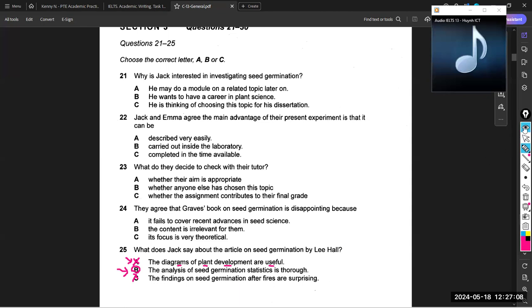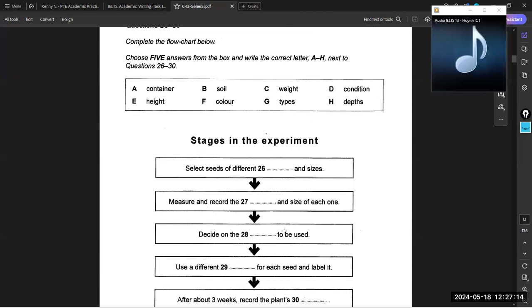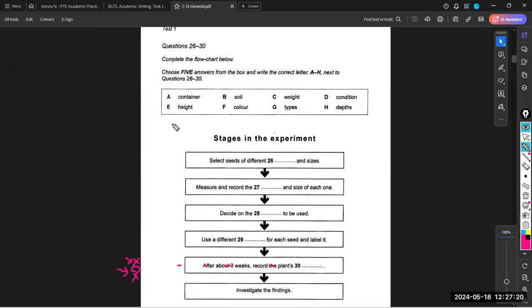Okay, so this is the first form about section 3. It's not the end because we still have another form. Now, this form is filling in the gaps. You notice that we have some letters with words in the box. We have to match them with the numbers. We must notice that I have 1, 2, 3, 4, 5, while in the box I have 1 to 8, so we have to eliminate 3 words. You have to neglect 3 words and choose only 5 letters.